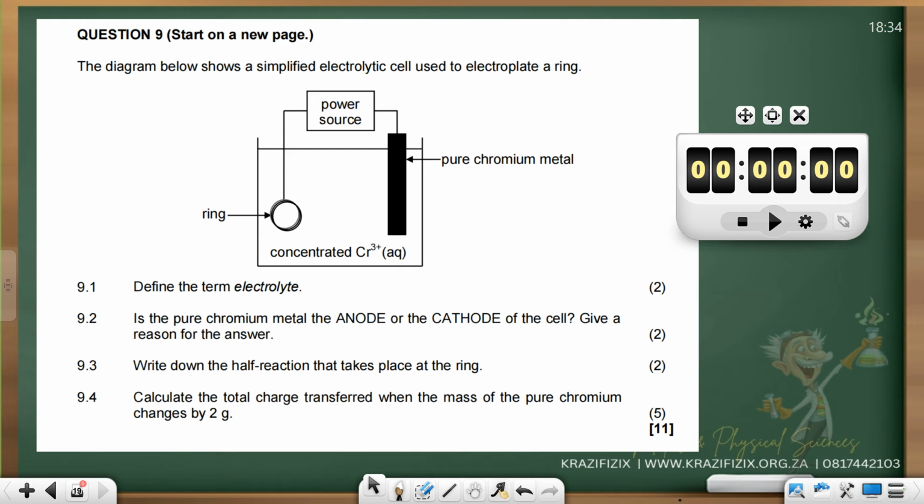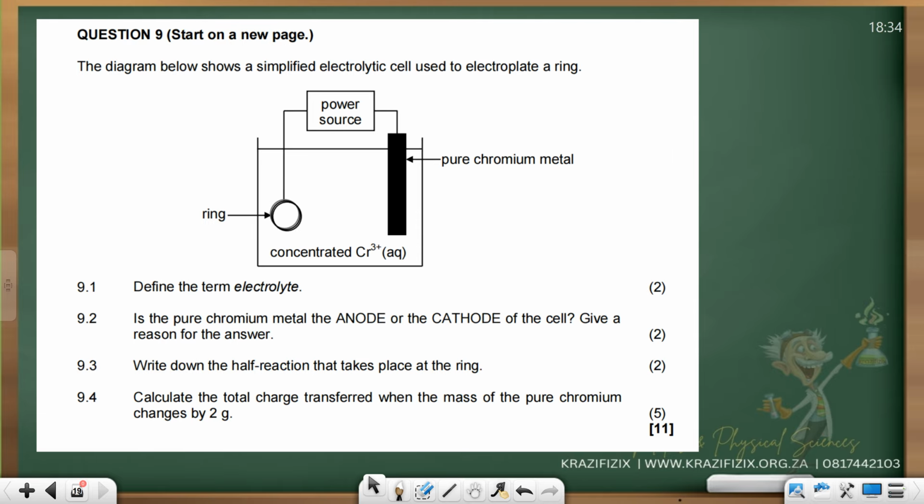Okay, guys, are we done quickly? Did we finish? I'm only interested in the stoichiometry part. Quickly, what do we know? Electrolyte: an ionic solution that conducts electricity through the movement of ions. It's pure chromium. We are electroplating the ring, so whatever we are electroplating should be at the cathode. So my ring should be the cathode, and the pure chromium should be the anode. Give a reason: oxidation occurs there.